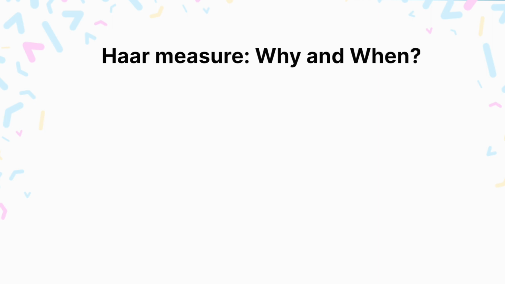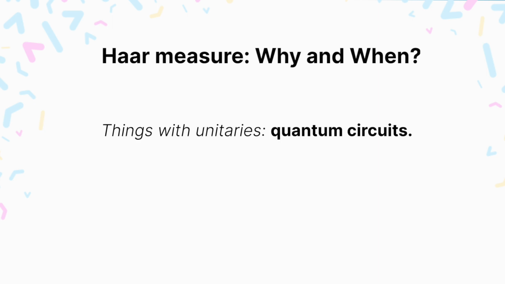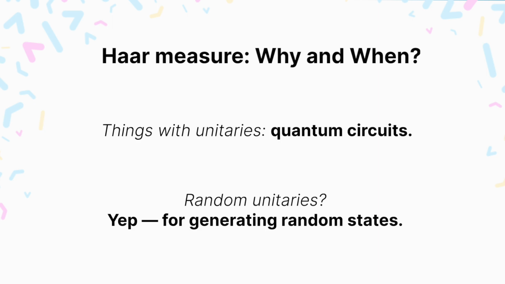Hey everyone, Isaac here. In this video, we're going to go through what you need to know about the Haar measure to use it in the context of variational quantum algorithms. Now, what's got a bunch of unitaries in it? Quantum circuits. And why would we need them to be random unitaries? Well, to initialize a quantum circuit in some random state. That's when and why you would need the Haar measure, to randomly initialize a quantum circuit as the first step in any good variational quantum algorithm.